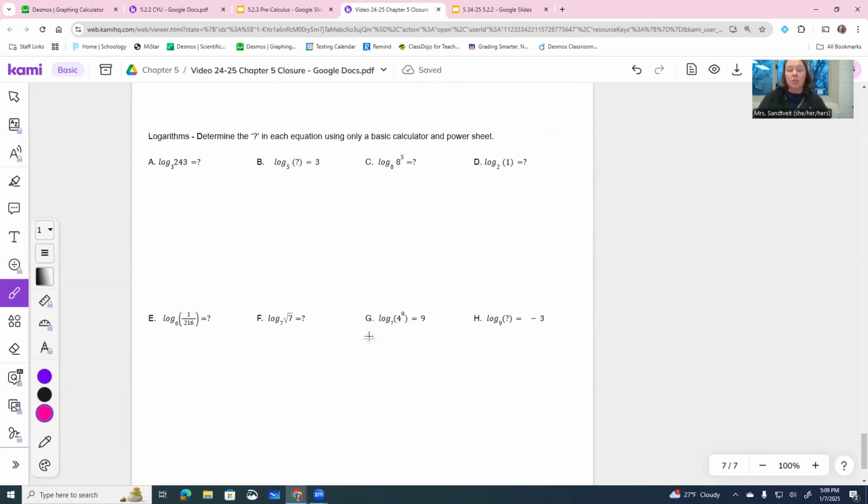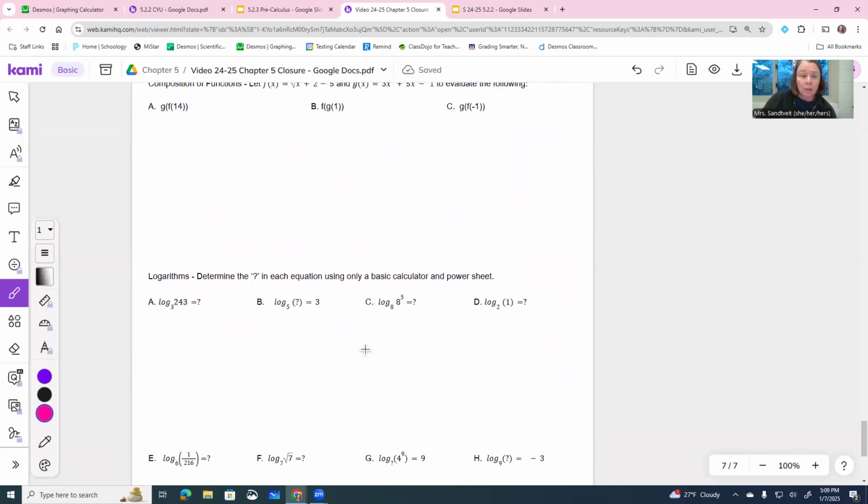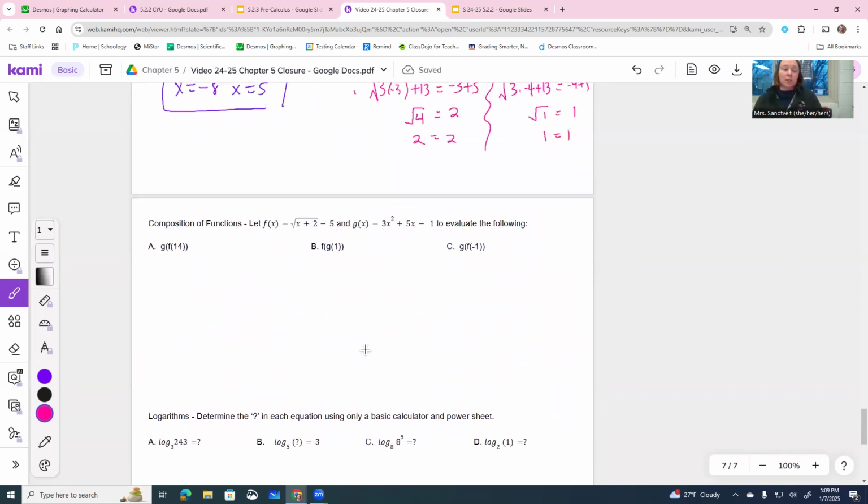All right, composition of functions and then logarithms, and then we're done. All right, so composition of functions, the idea is that you plug a number into one function, and then once you get your answer, you plug that into the other function. So here, when I see this, I would read this as g of f of 14. We start on the inside and we figure out what f of 14 is. It means we're going to plug 14 into rule f in place of the x. So we're going to do the square root of 14 plus 2 minus 5. So that's the square root of 16. So that's 4 minus 1. That equals -1.